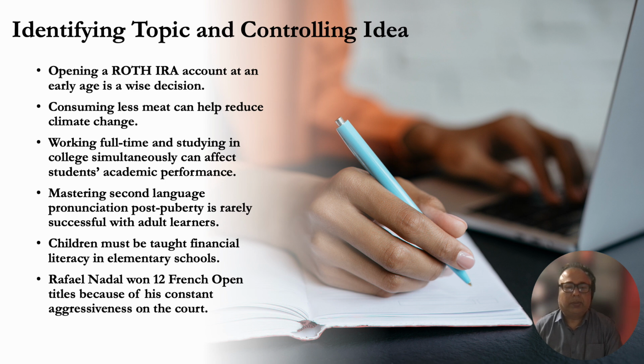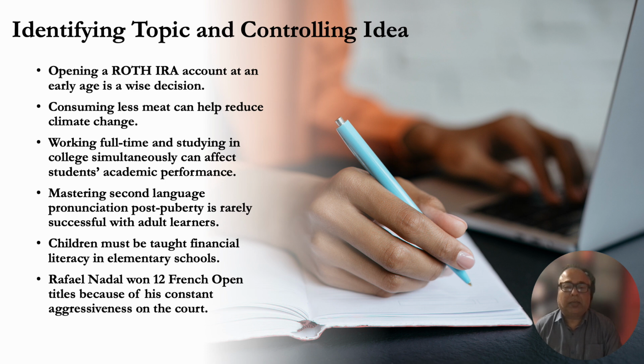So let's do a little exercise here, identifying topic and controlling idea. I'll explain one to you and then you do the rest by yourself, okay? The first one, opening a Roth IRA. IRA stands for Individual Retirement Account. Opening a Roth IRA account at an early age is a wise decision, right? If a person starts contributing to their retirement account at the age of 20, if they have a job and they're making money, then by the time they're 70 years old, they'll have lots of money in their account.